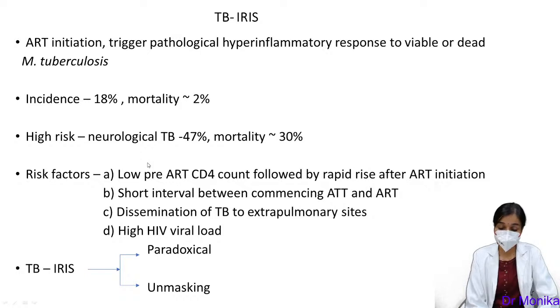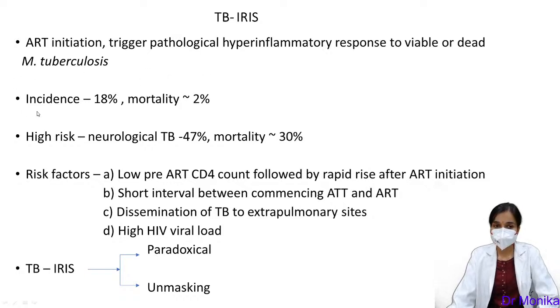In countries where both TB and HIV are endemic, they face an increased issue because of this TB-IRIS. The incidence of TB-IRIS is around 18%, while the mortality is around 2%. The high risk is seen in case of neurological TB, which is around 47%, where the mortality is also around 30%. The risk factors are the low pre-ART CD4 count, followed by a rapid rise after the ART initiation. The second risk factor is a short interval between ATT and ART initiation. The third risk factor is dissemination of TB to an extrapulmonary site. And fourth is a high HIV viral load.